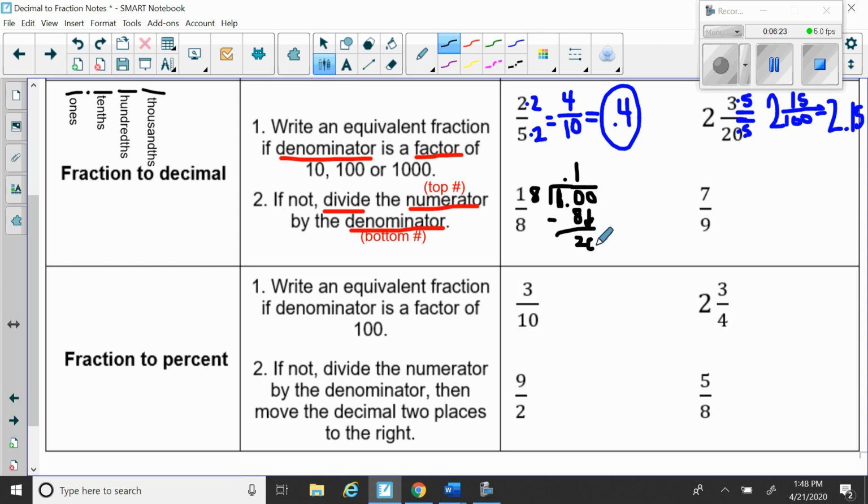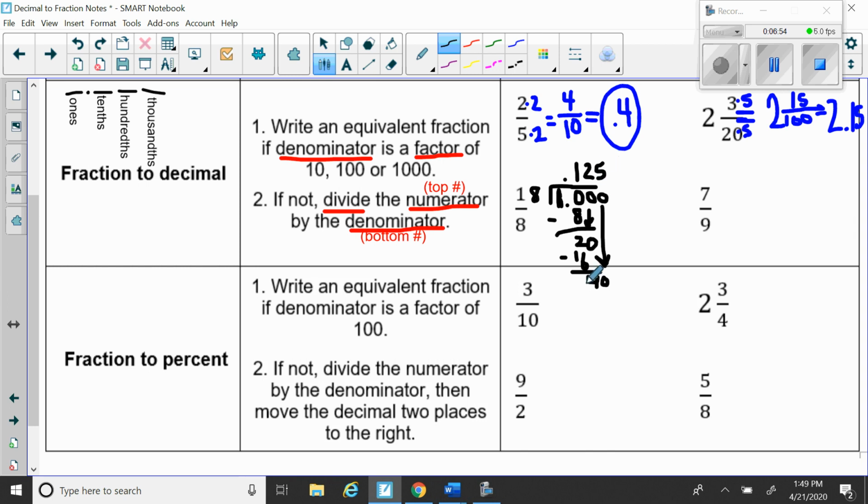Okay, so 8 goes into 20 2 times. 2 times 8 is 16. So when we subtract that, we have 4. Now we can add one more 0, and I want you guys to go, like we've talked about the tenths, the hundredths, and the thousandths. So I want you guys to go to the thousandths place when you are doing this, and that's what we'll round to. Okay, so 8 times 5 is actually 40.